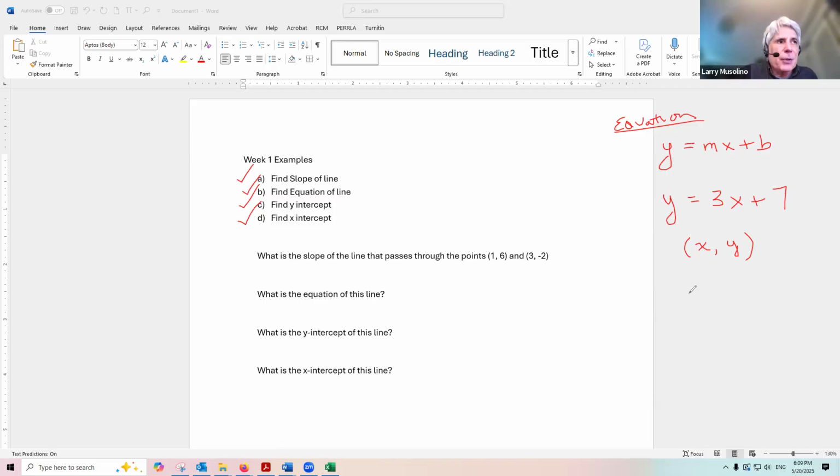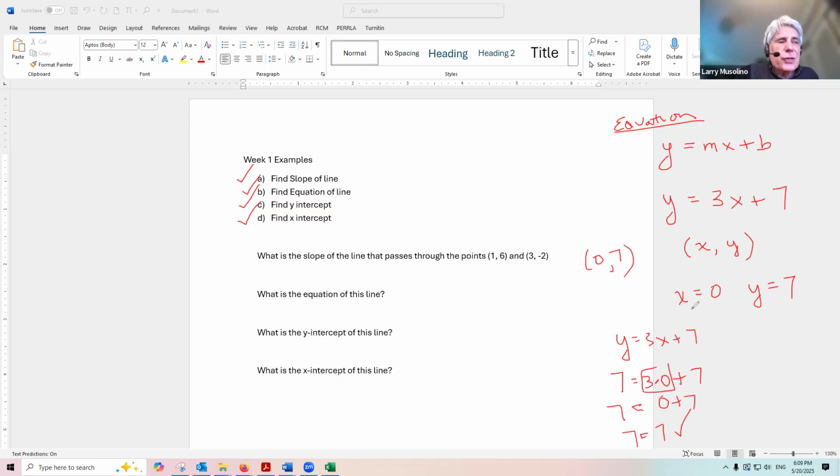Let me give you a couple of examples. How about if x is 0 and y is 7? Is this a solution? Well, yes, it is, because if you take this equation, replace the y with a 7, and replace the x with a 0, you get a true equation. 3 times 0 is 0. 0 plus 7 is 7, so I end up with 7 equals 7. That's a true equation. So (0, 7) is one solution.